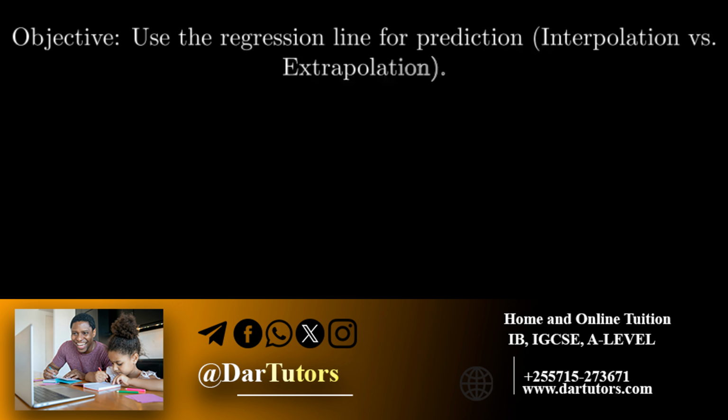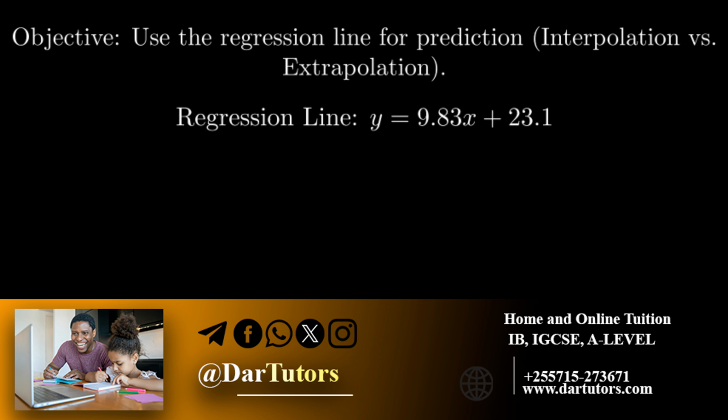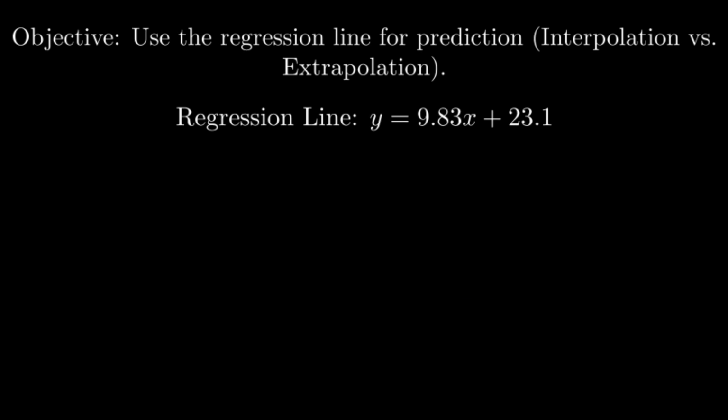The primary use of a regression line is to predict the value of the dependent variable y for a given value of the independent variable x. We'll use our equation y equals 9.83x plus 23.1 to do this. It's as simple as plugging in a value for x and calculating y.